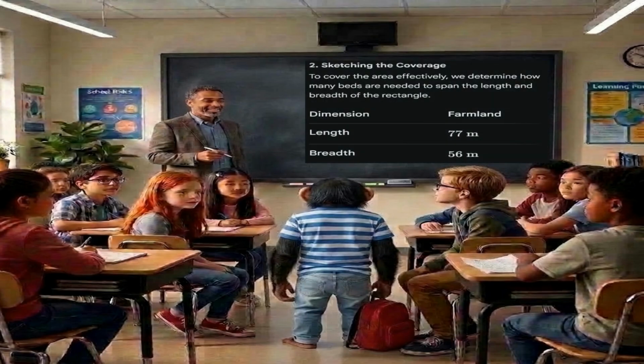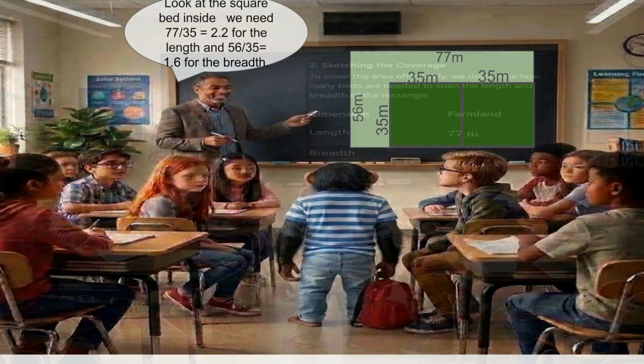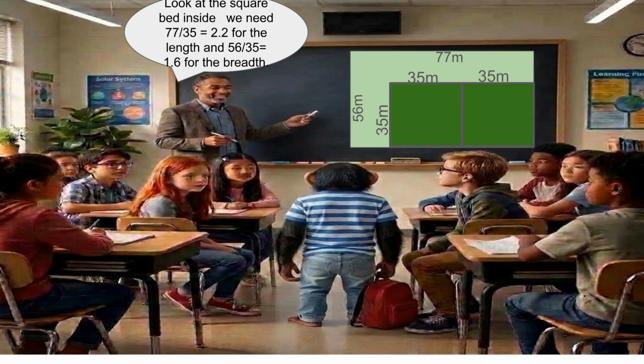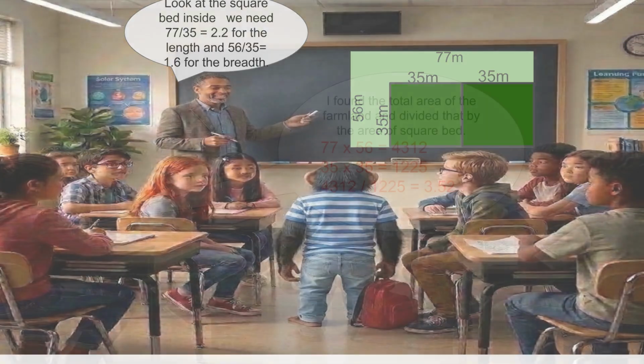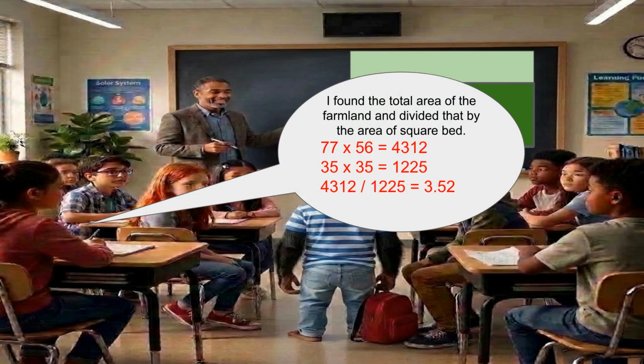Next, let's sketch the coverage. To cover the area effectively, we determine how many beds are needed along the length and the breadth of the rectangular farm. Looking at the square beds inside, we calculate the requirements. 77 divided by 35 equals 2.2 for the length, and 56 divided by 35 equals 1.6 for the breadth. Some might simply divide the total area of the farm by the area of a single bed, leading to a calculation of 4,312 divided by 1225, resulting in 3.52.